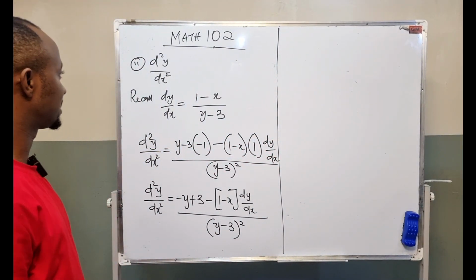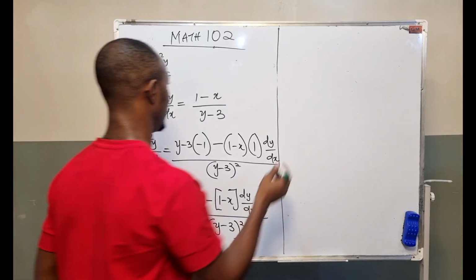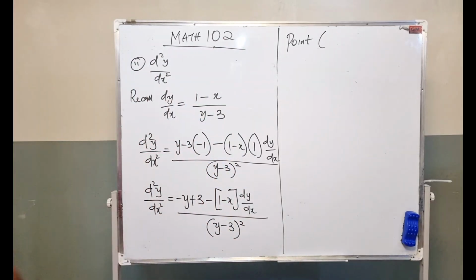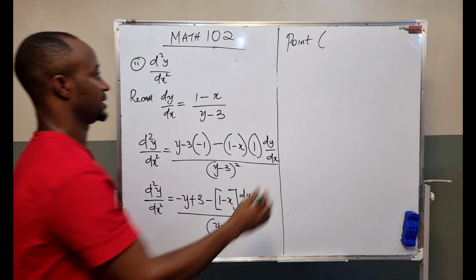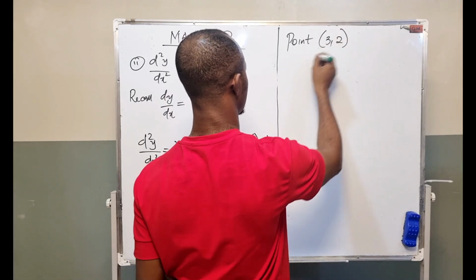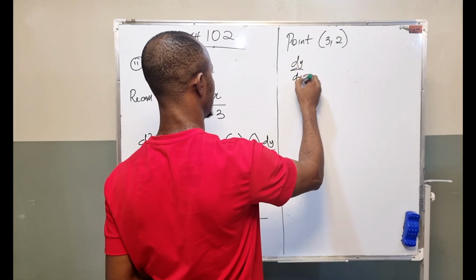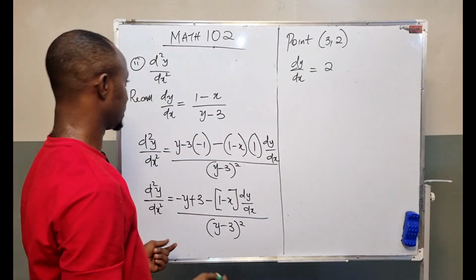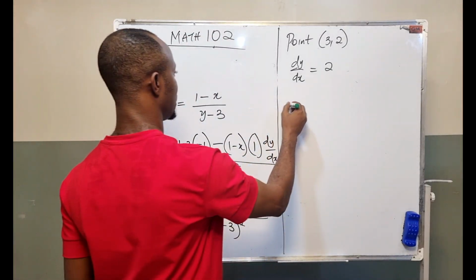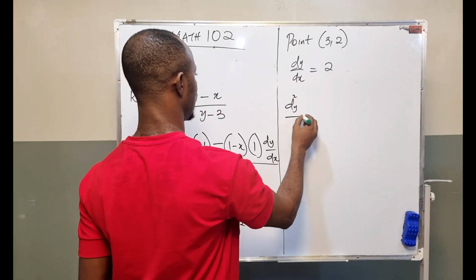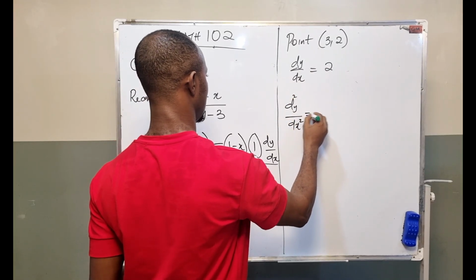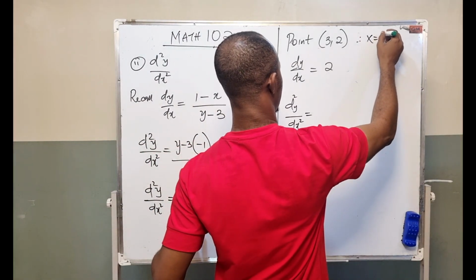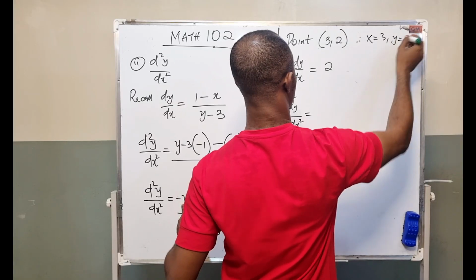Now, the next thing we need to do is to recall some things here. Don't forget that we are told that our point is 3, 2. And our dy/dx we solved is 2. Recall this. So I can put the value of the whole of this into this expression. That will give us our d²y over dx² equals to. So let's put the values: x remains 3, y remains 2.